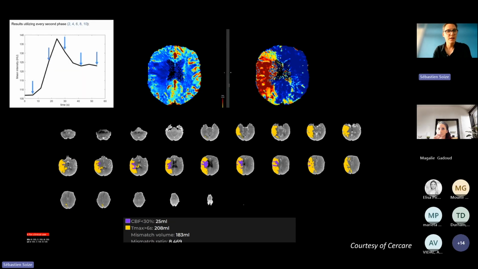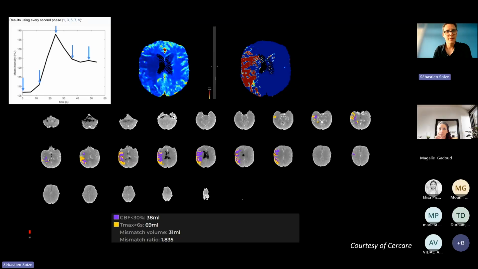If you took only 5 time points, which are the paired time points, you got a map that is very close to the first one. So finally, this is really encouraging. But if you change your time points, you may go really, really far from what you were expected to have, and a very, very different mismatch volume.